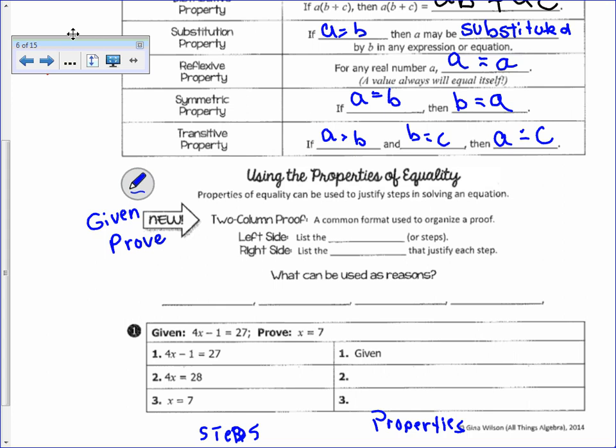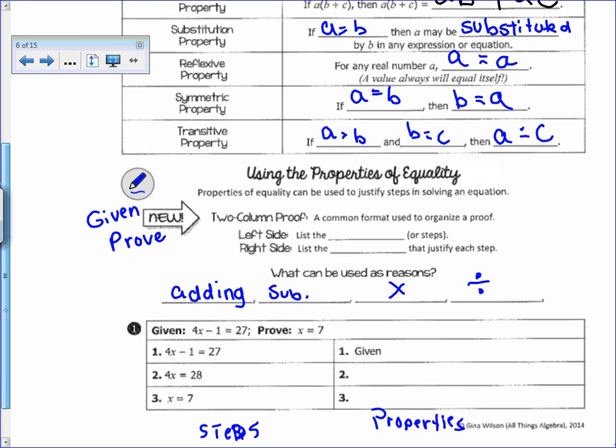You can use addition, you're adding something; subtraction, you're subtracting. You don't even have to write all the way. You're multiplying or you're dividing. We'll get to those reflexive and symmetric properties and so on and so forth. But for right now, let's keep it simple.